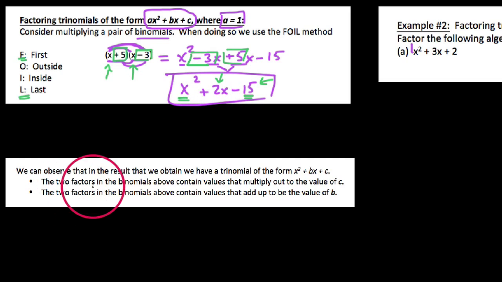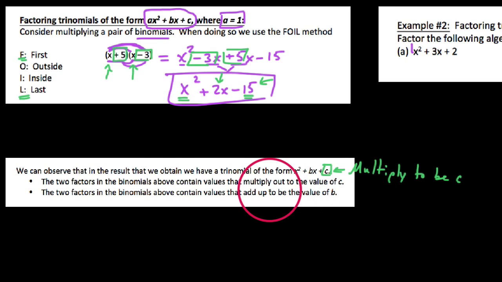So using this to our advantage, we say we can observe that in the result that we obtain, we have a trinomial of the form 1x squared plus bx plus c. We say the two factors in the binomial above contain values that multiply out to be the value of c. So they multiply out to be this term, multiply out to be this, multiply to be c. And then we would say the two factors in the binomials above contain values that add up to be the value of b.